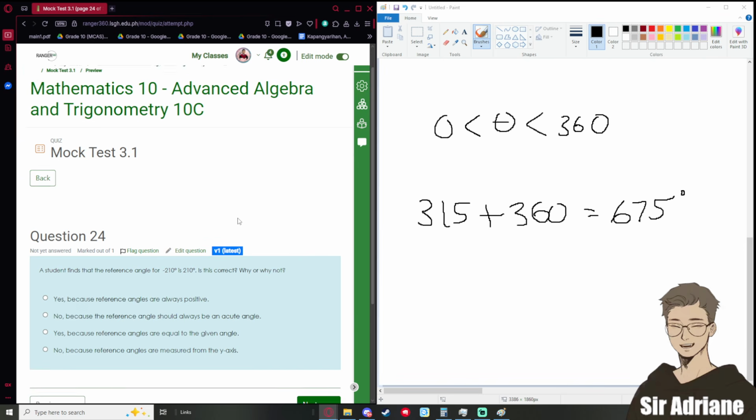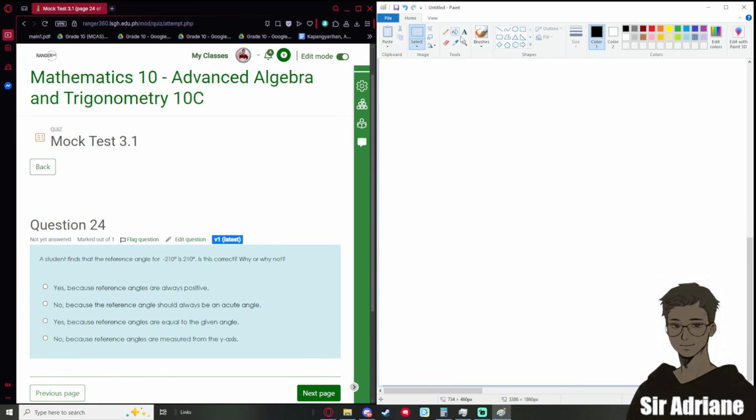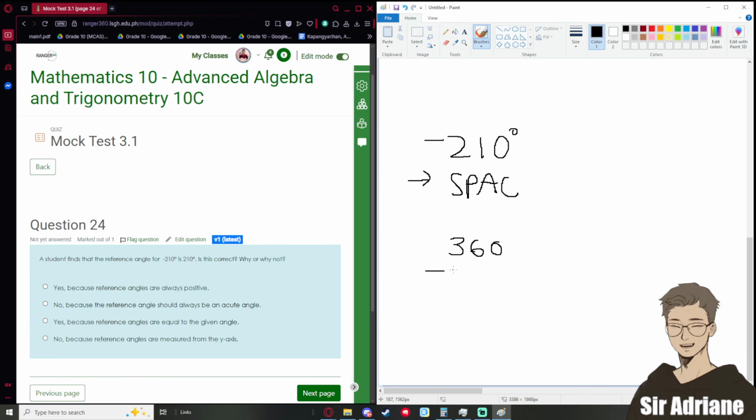Number 24. A student finds that the reference angle for negative 210 degrees is 210 degrees. Is this correct? Why or why not? So first, if we actually tried finding the reference angle of negative 210, we need to convert this first to its SPAC, the smallest positive coterminal angle. And since this is a negative measure, we need to add 360. So negative 210 plus 360, or that's the same as 360 minus 210, that is 150 degrees.